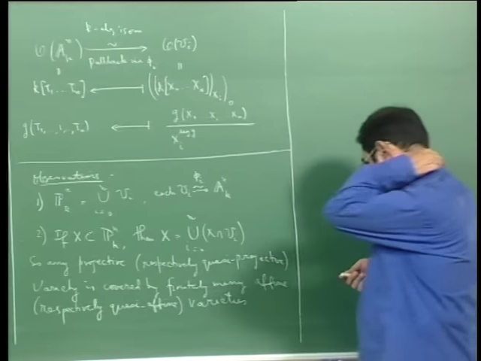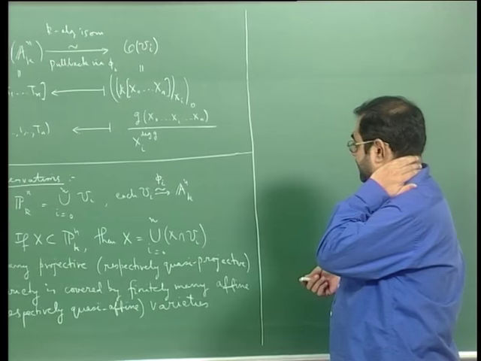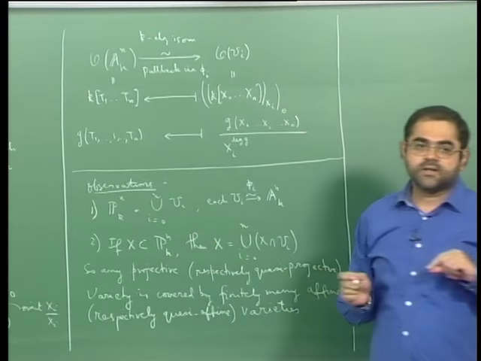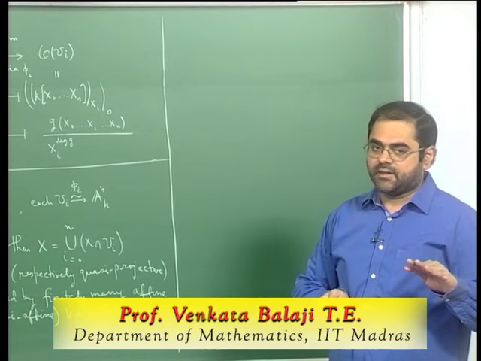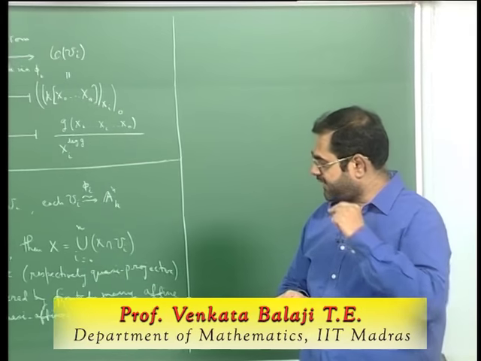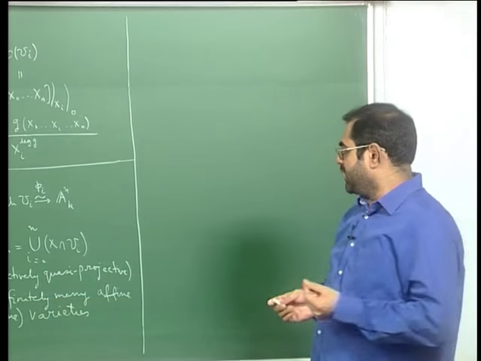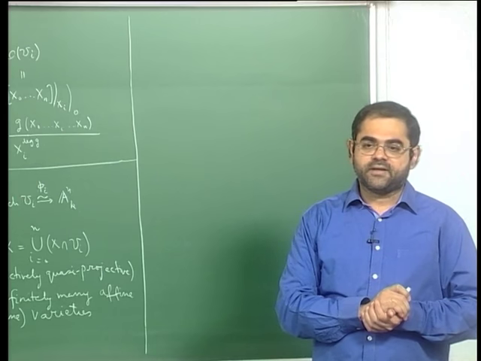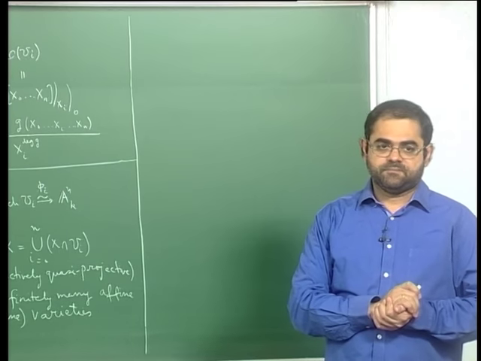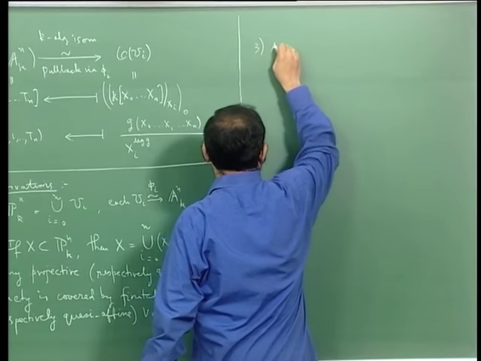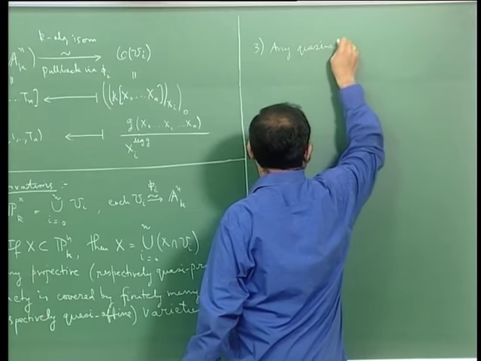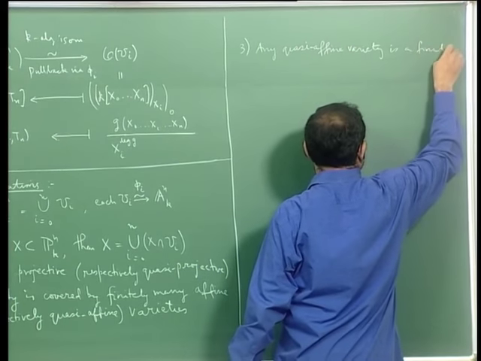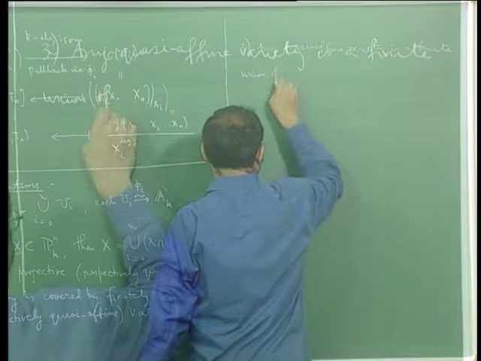So for that, if you take a Pn or if you take a projective variety, it's very clear by the first two remarks that it is certainly a finite union of affine varieties. The only case that one has to cover is the case of quasi-projective or quasi-affine varieties, okay. So what I want to say is that if you take a quasi-affine variety, that also can be covered by a finite union of affine varieties, okay. So three, any quasi-affine variety is a finite union of affine varieties.